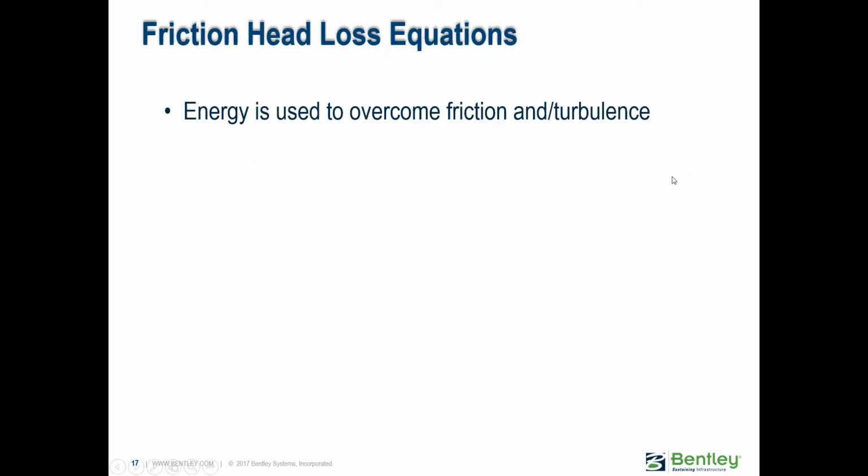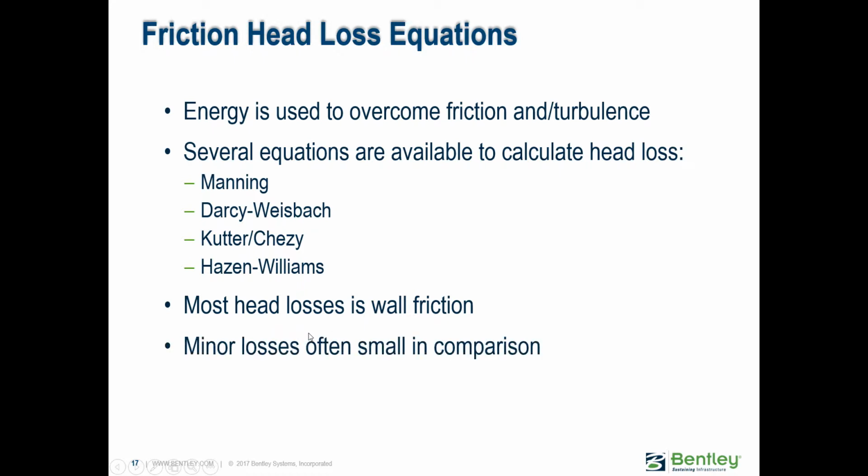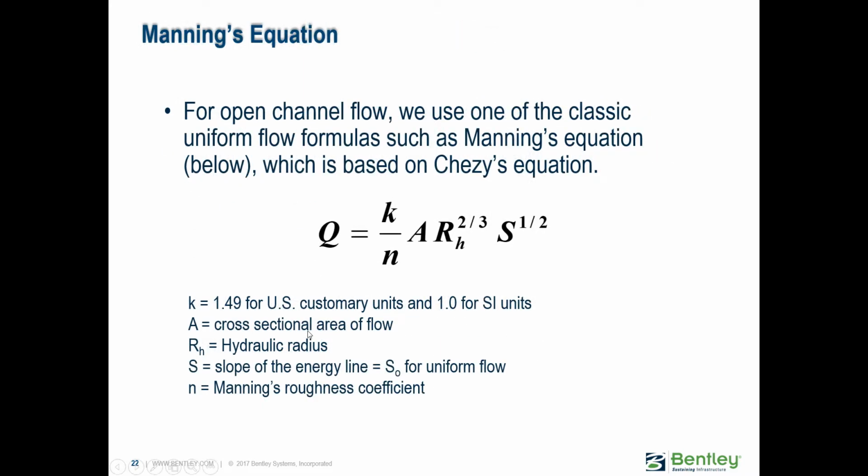Okay, so how does that component get calculated, that head loss due to friction? Well, as I mentioned, the friction head loss is the energy used to overcome friction. There are different equations. Depending on where you are in the world, you'd be more likely to use one or the other. If you're in the US and you're dealing with open flows, most of the time you're talking about using the Manning's equation. If you're in Europe, probably Darcy-Weisbach. Hazen-Williams is for pressure flow, so we don't even think about that. And again, the majority of head losses is due to the wall friction, and the minor losses in comparison are often small. So what is that Manning's equation?